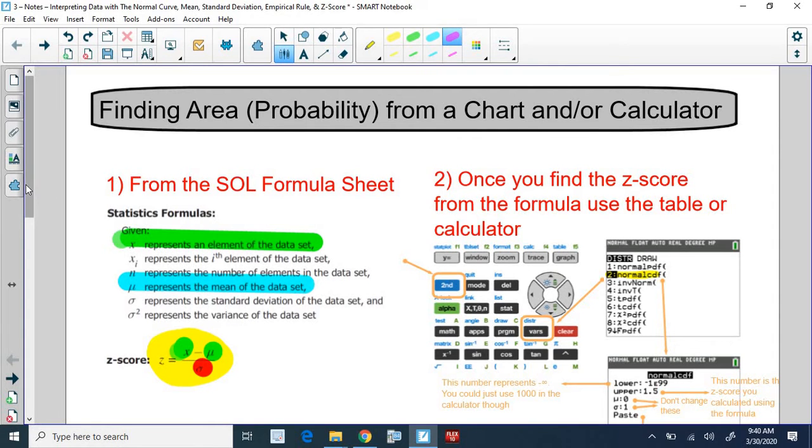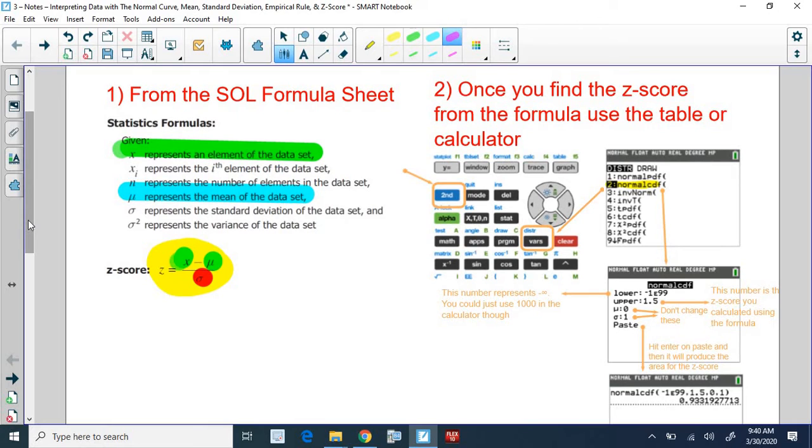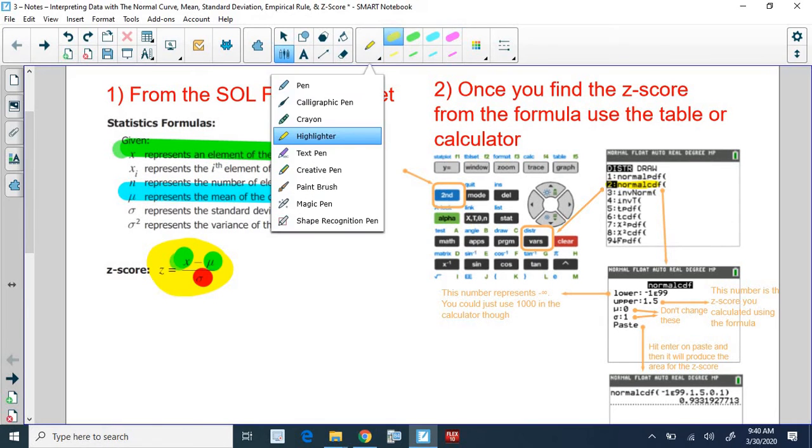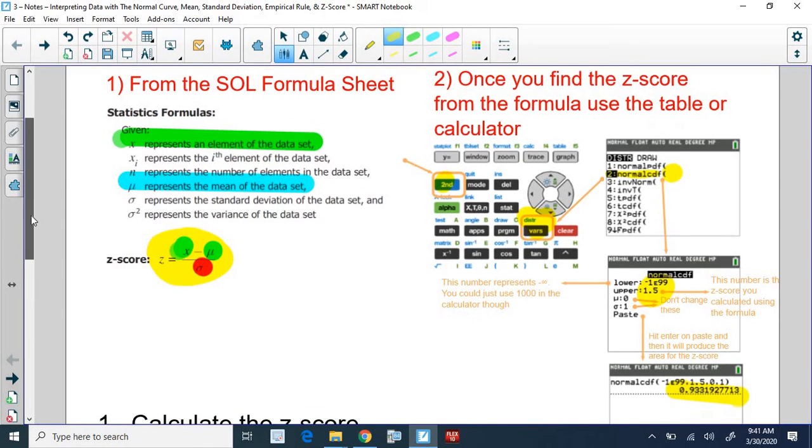Once you do that, you can either use a chart or a calculator. And the calculator, as you can see, is just a few buttons. This is the TI-84, so you just go second, variables, and you go into the distribution menu, and we're only going to use choice 2. And then you put a lower and upper end, and it will convert it to an area or probability. To convert that to a percentage, you just move the decimal place over 2.